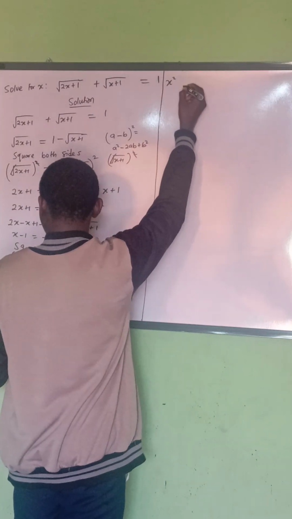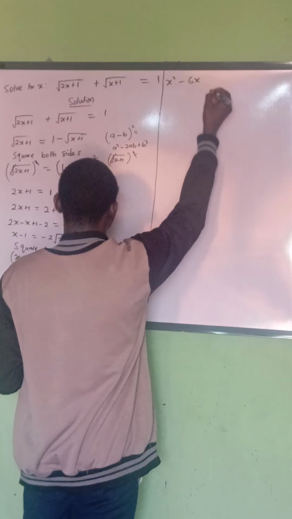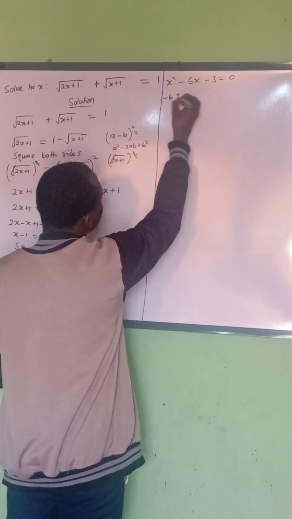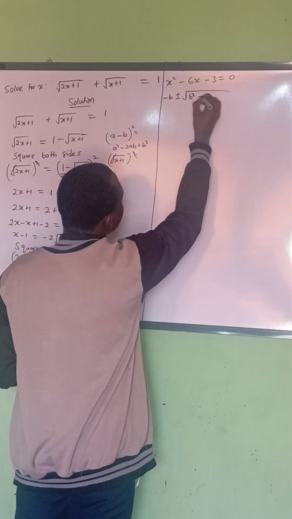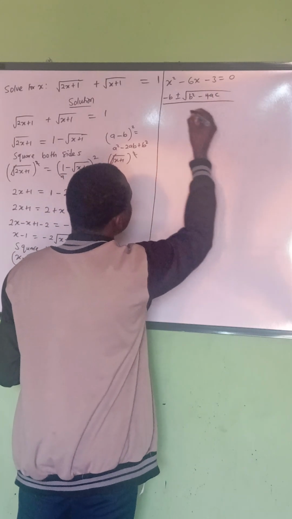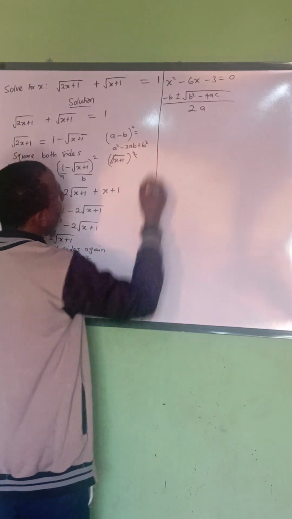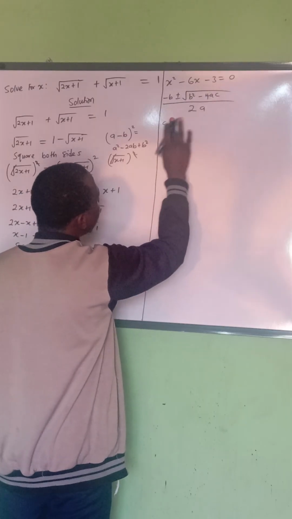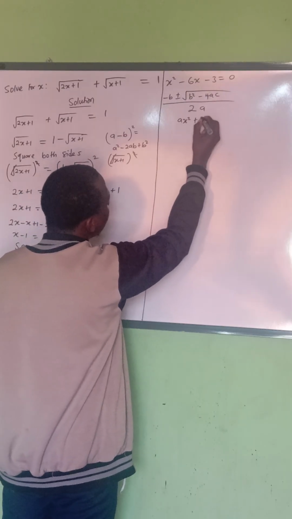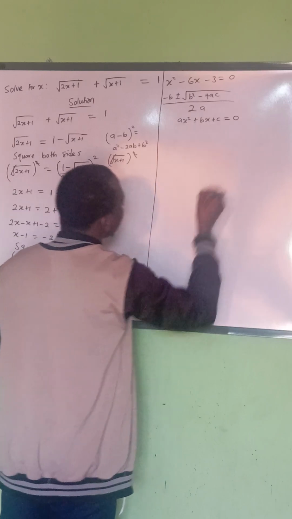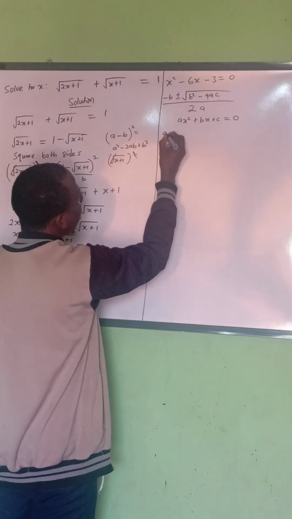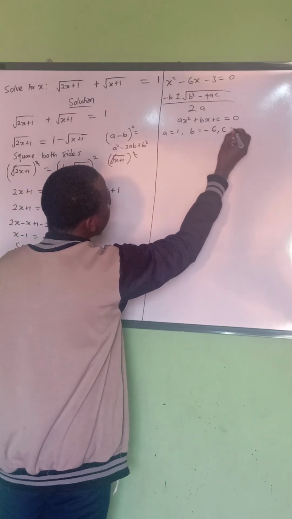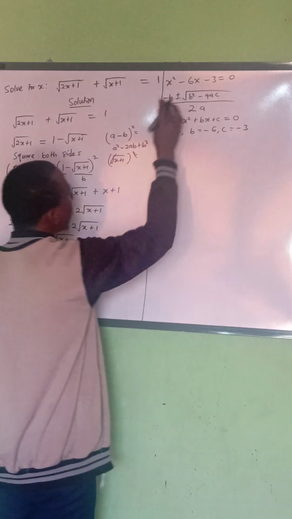We have it as x squared minus 6x minus 3 equal to 0. Now, this is the general formula: minus b plus or minus square root of b squared minus 4ac all divided by 2a. Now, our value of a, if you compare this quadratic equation with the general form of quadratic equation, ax squared plus bx plus c equal to 0, the value of a here will be 1. B here will be minus 6. The constant will be minus 3.